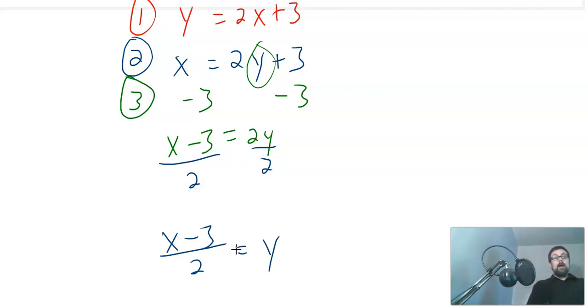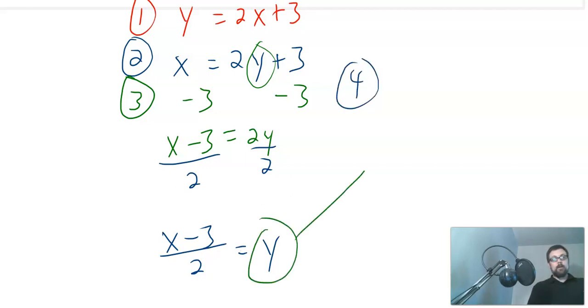Okay, step 4, a pretty easy thing. Replace the y with the inverse notation, so the function notation. So we're going to call it f inverse, and that's it.